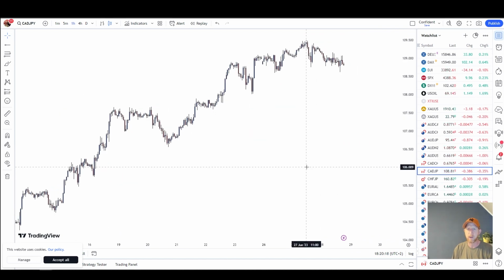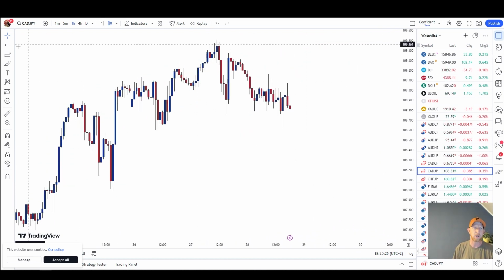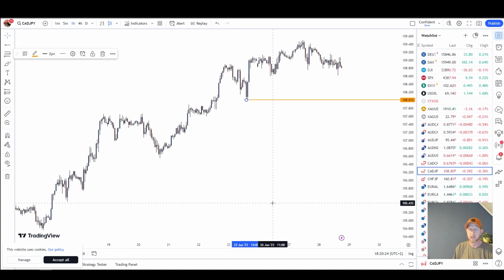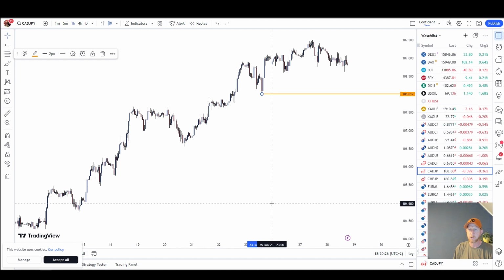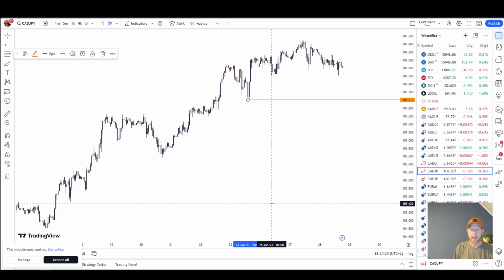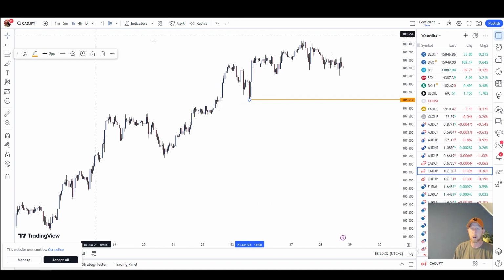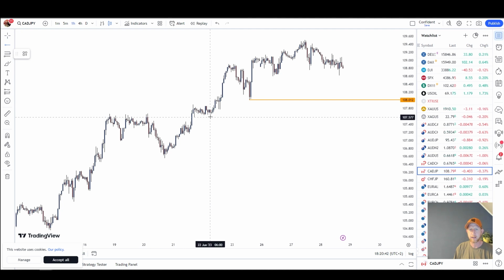CAD yen, probably stay away from anyway. If I happen to want to trade CAD yen, that would maybe be the place. But I don't know that I'd be going CAD yen anyway. Probably really just wouldn't. This might be an interesting place.